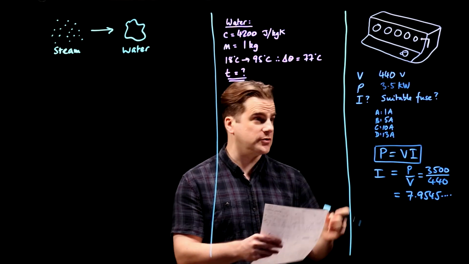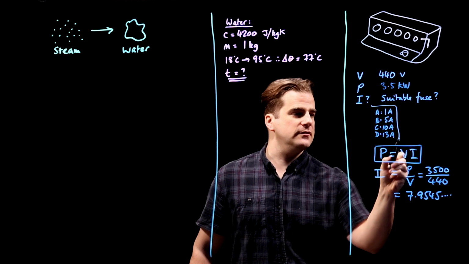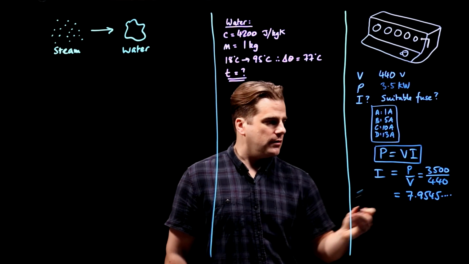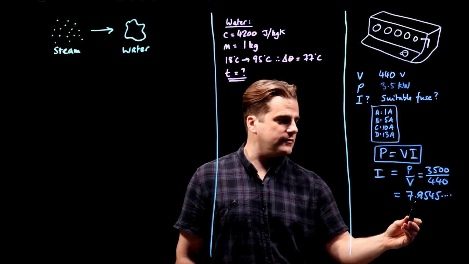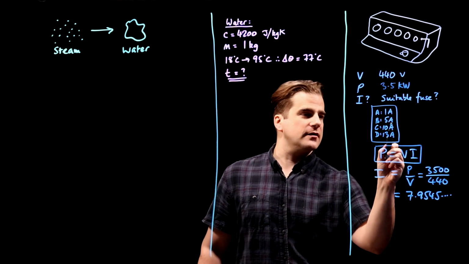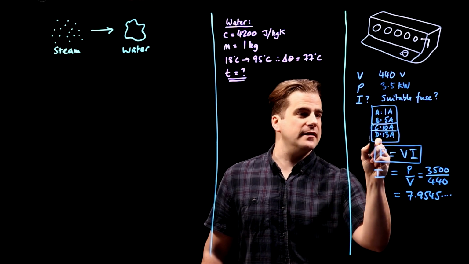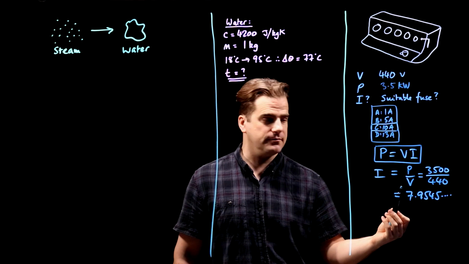We don't need to round it to significant figures or anything because we just have to choose a suitable fuse. It's multiple choice. So here are the options. The current is just below 8 amps, so what's a suitable fuse? Well, it's going to be C, isn't it? Because you want a fuse that's just a bit above the normal operating current.